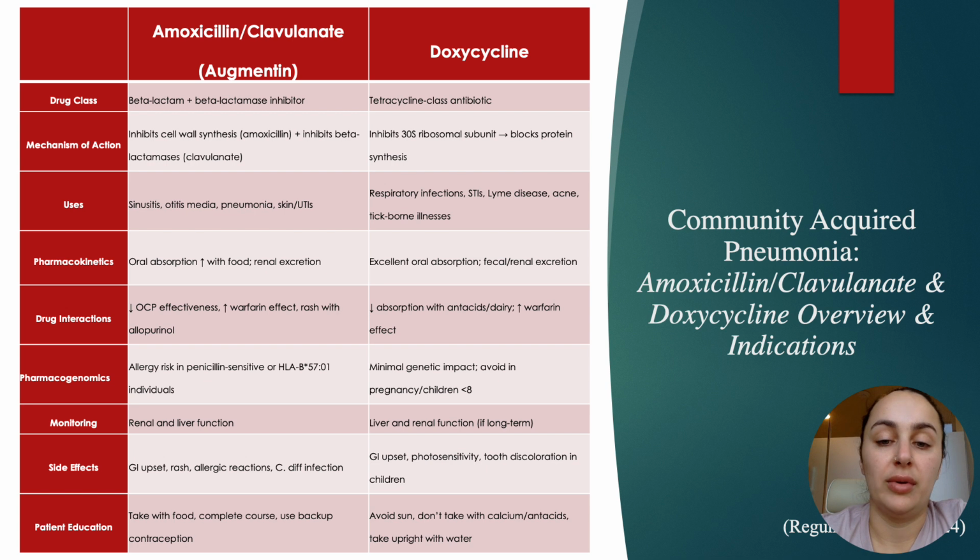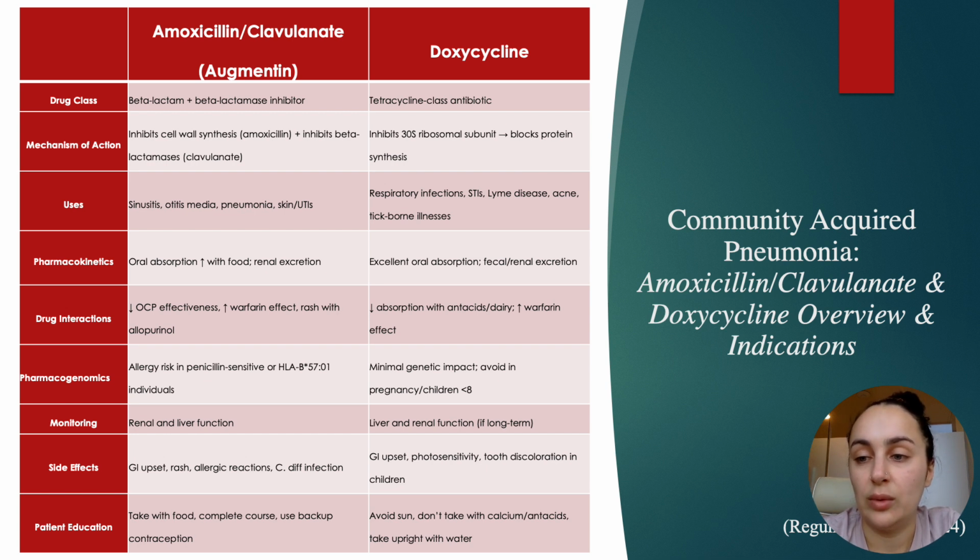Amoxicillin clavulanate is a combination of a beta-lactam antibiotic and a beta-lactamase inhibitor used to treat a wide range of bacterial infections such as sinusitis, otitis media, pneumonia, skin infections, and urinary tract infections. Amoxicillin inhibits bacterial cell wall synthesis by targeting penicillin-binding proteins, while clavulanate inhibits beta-lactamase enzymes, preventing bacterial resistance.